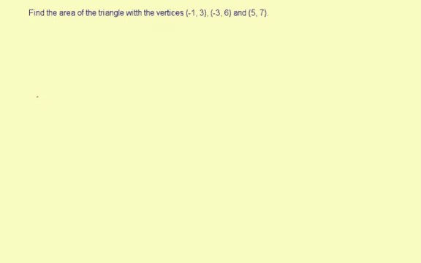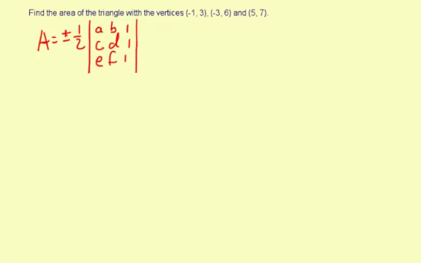Find the area of the triangle with vertices (-1, 3), (-3, 6), and (5, 7). Now, there's a special way you can use the determinant to find the area of a triangle if you know the vertices. Area equals plus or minus 1/2, and here's the determinant: A, B, 1, C, D, 1, E, F, 1.